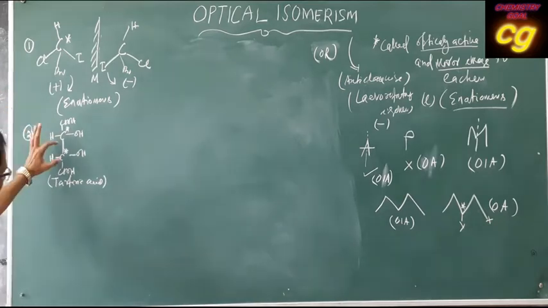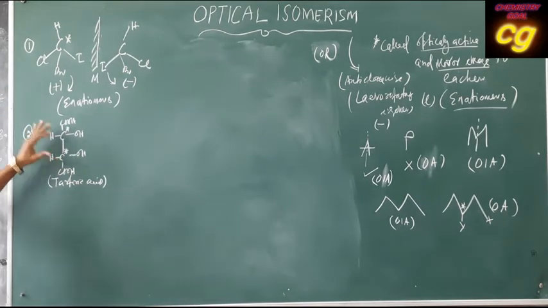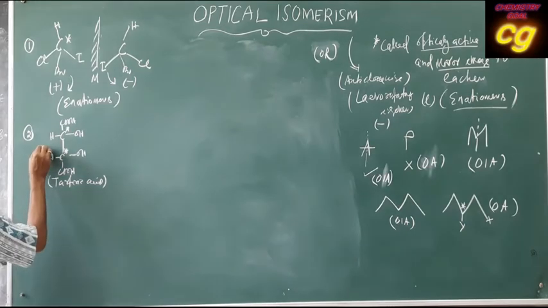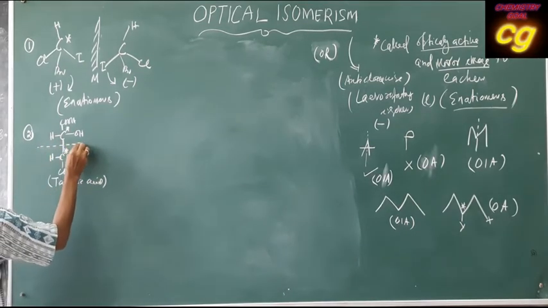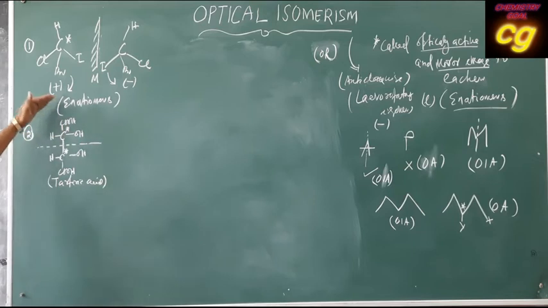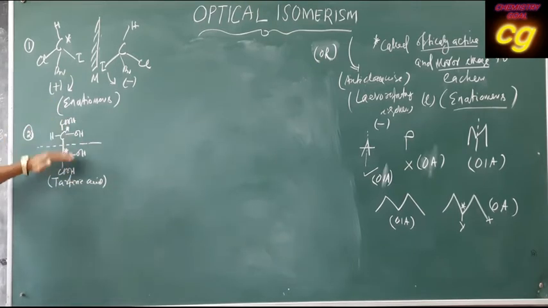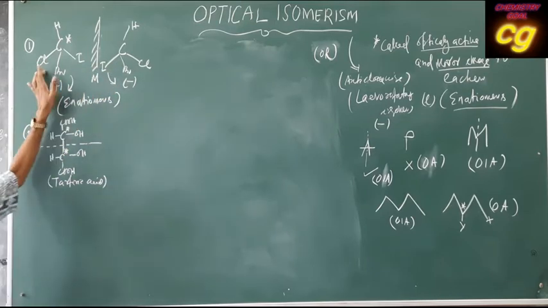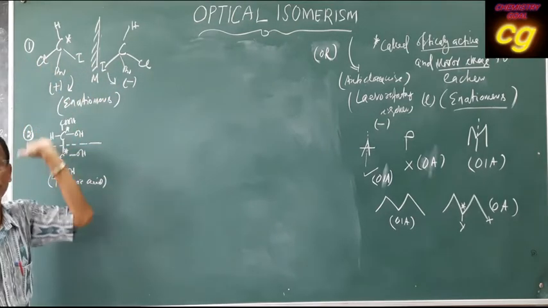But this structure is optically inactive because here the mirror image is produced within the molecule. The upper half is just the mirror image of the lower half. The first half is just the opposite of the second half. So within the same molecule you see the difference, whereas between different molecules, plus and minus are different.